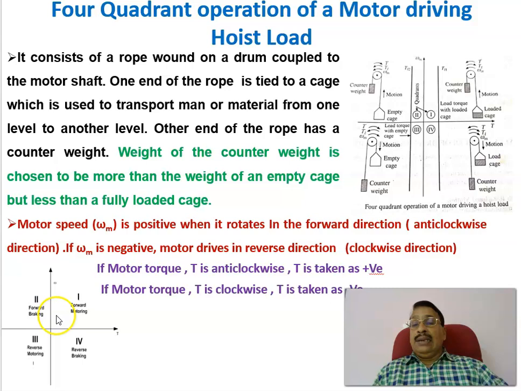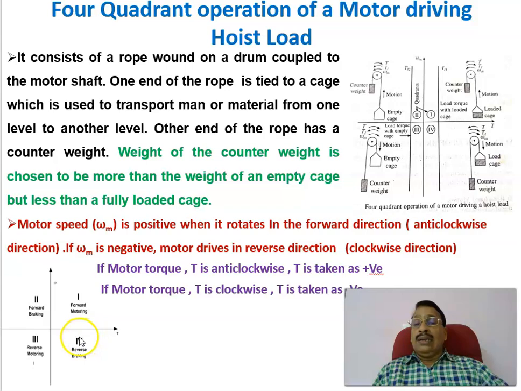In the second quadrant, omega m is positive and T is negative, so T into omega m is negative. That is called braking, forward braking. The third quadrant is where torque is negative as well as omega m is negative. Therefore, T into omega m is positive. That is called reverse motoring.